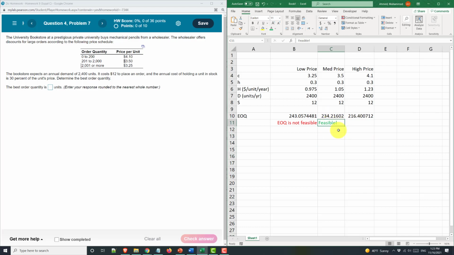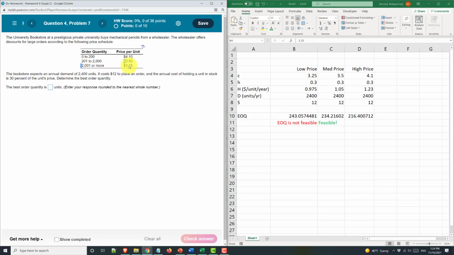Okay, and then you can stop here and just consider these two solutions. Now, I kind of missed a small step here. When you do get an infeasible solution, you do have to convert it to a feasible solution. So we have to move the quantity away from 243 in a direction that you hit the feasibility limit for this price. So what is the closest number to 243 that will give me the price of 3.25?